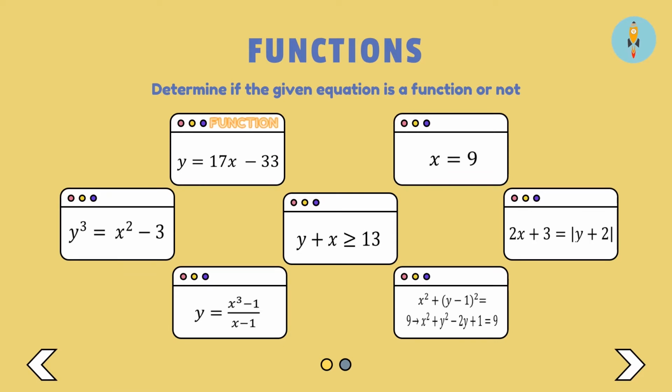Function. All conditions are satisfied. Not a function. Variable y is not present. Function. All conditions are satisfied. Not a function. This is an inequality. Not a function. Variable y is inside the absolute value symbol. Function. All conditions are satisfied. Not a function. If you are going to expand this, it would become x squared plus y squared minus 2y plus 1 is equal to 9, where variable y has an even exponent.